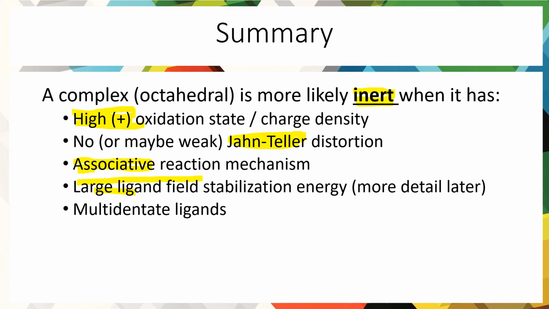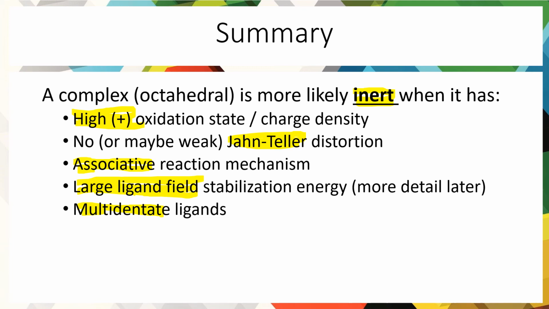Next, you look for large ligand field stabilization energies. This is something that's easy to predict. If you know the d electron count, and whether it's low or high spin, of course, you can predict the ligand field stabilization energy. Large negative numbers tend to be the most inert complexes. And finally, the first thing we talked about here: for multidentate ligands, if you have a polydentate ligand on your complex, it's more likely to be inert.